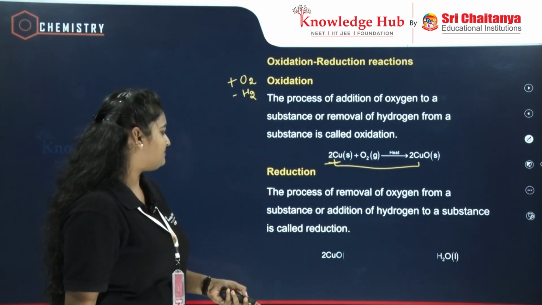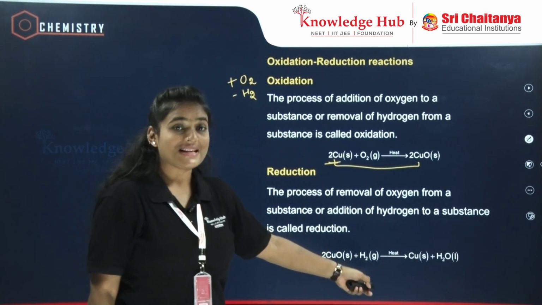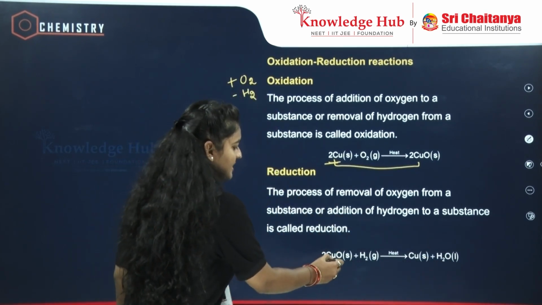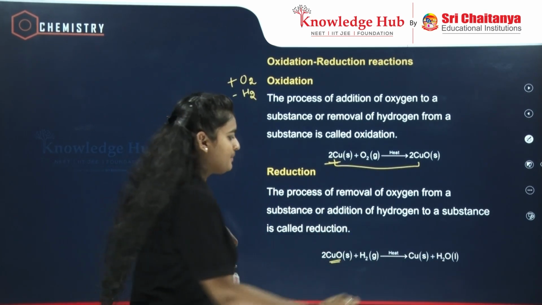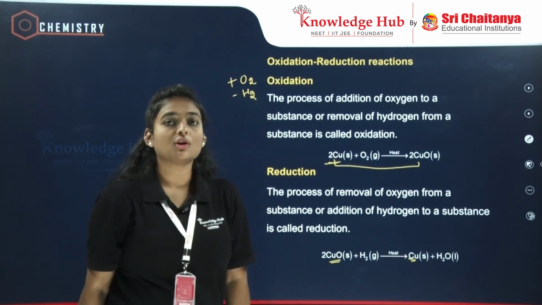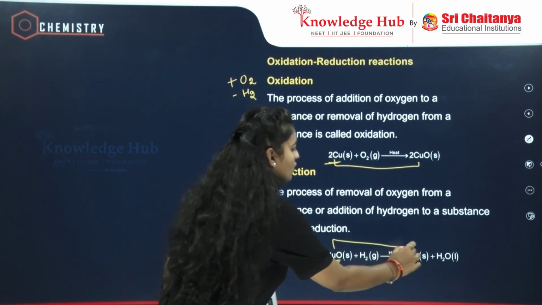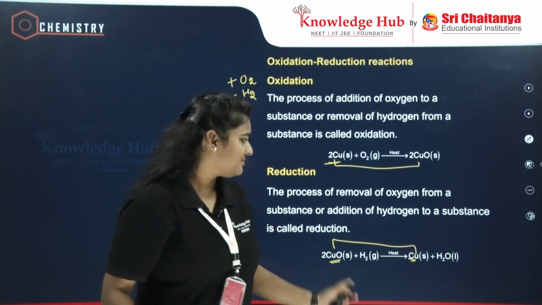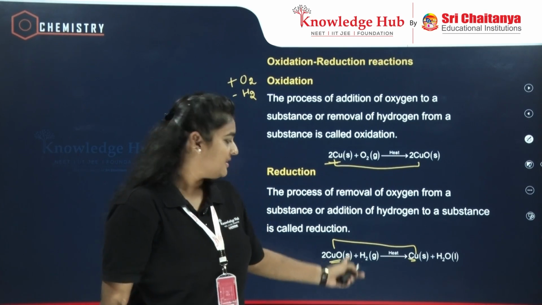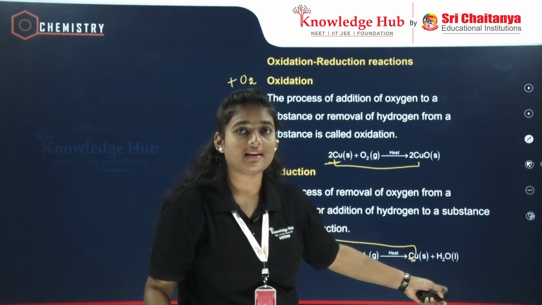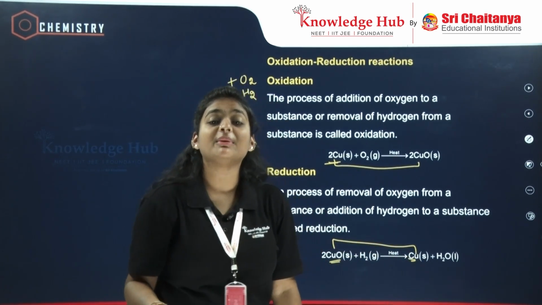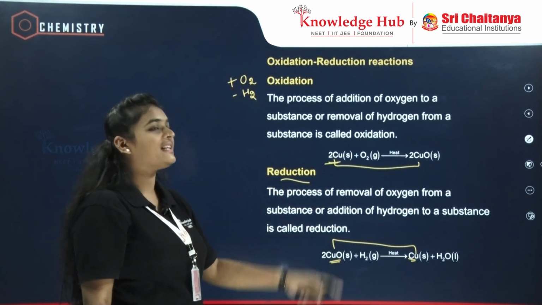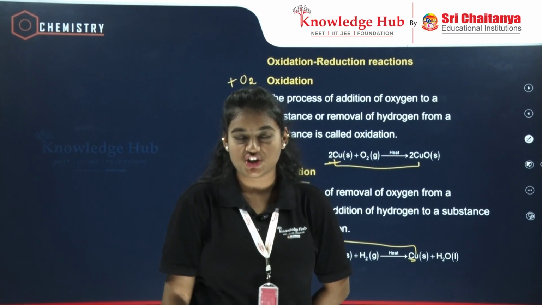Let's see an example. Copper oxide plus hydrogen is forming copper and H2O. Can you see this? Copper oxide. What is it forming? Copper. From CuO to Cu, what happened there? There was no oxygen. Is that the difference? Correct? CuO was there, Cu is there, there is no oxygen. What happened here? Removal of oxygen. Removal of oxygen is termed as reduction.